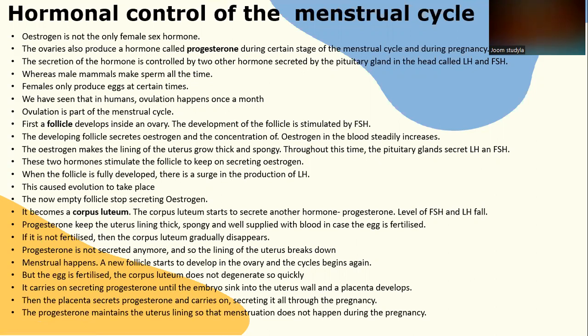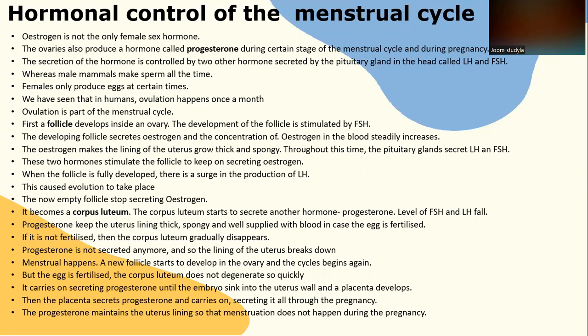We have seen that in humans, ovulation happens once a month. Ovulation is part of the menstrual cycle. First, a follicle develops inside an ovary. The development of the follicle is stimulated by FSH. The developing follicle secretes estrogen, and the concentration of estrogen in the blood steadily increases. The estrogen makes the lining of the uterus grow thick and spongy.